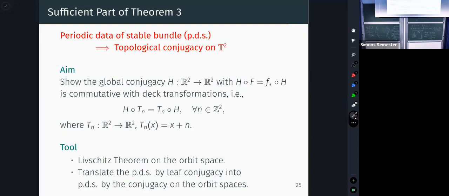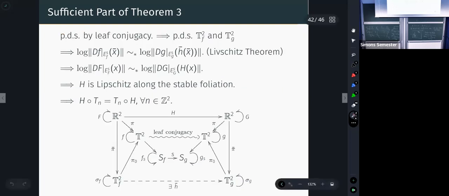So what we use is some kind of Lyapunov theory on the orbit space. Notice that at first we have the periodic data on the stable bundle, decided by the leaf conjugacy. We first try to translate this to the periodic data along the conjugacy on the orbit space, in the orbit spaces. And then we can apply some leaf theory in this setting in the orbit space, but of course you need to prove it again. And then you translate it to some kind of homological things in the universal cover. You need to build it in the universal cover.